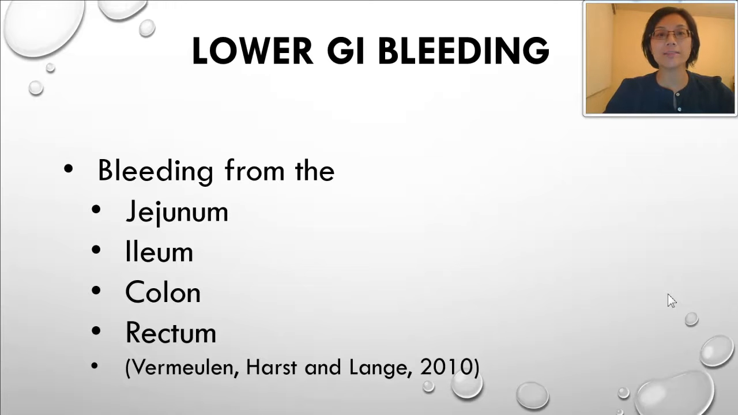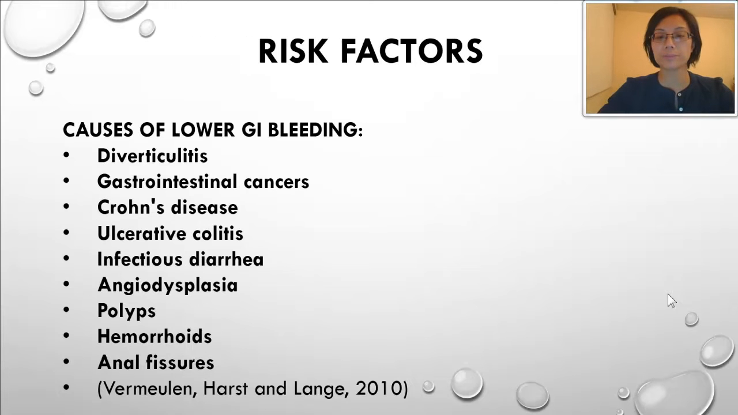Lower GI bleeding. The bleeding is from the jejunum, ileum, colon, and rectum. Risk factors: the causes of lower GI bleeding are diverticulitis, gastrointestinal cancers, Crohn's disease, ulcerative colitis, C. diff diarrhea, polyps, and hemorrhoids.